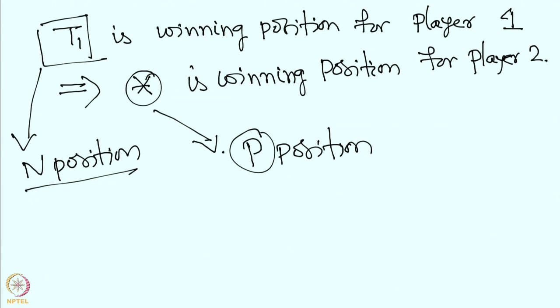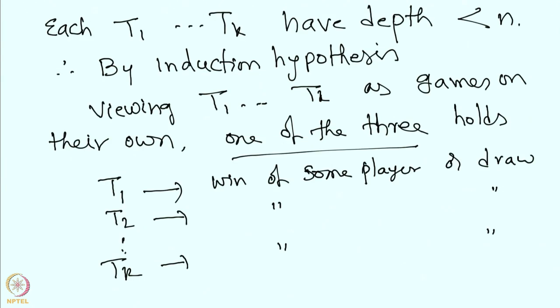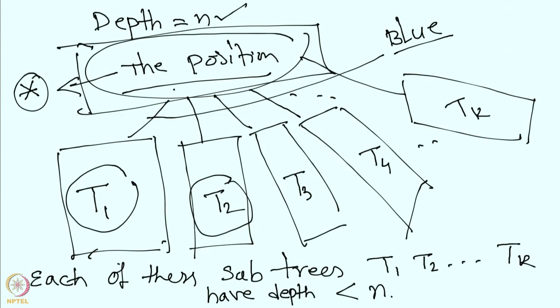Of course, I do not want to use N and P positions here; this is just to illustrate the idea. Because there is a draw here, and the draw is not taken care of in N and P positions, we will not use them further in this proof. If T1 is a winning position for player 1, star is a winning position for player 2. By the induction hypothesis, T1 could be a winner for player 2, here it could be player 1, here it could be a draw, whatever it is.